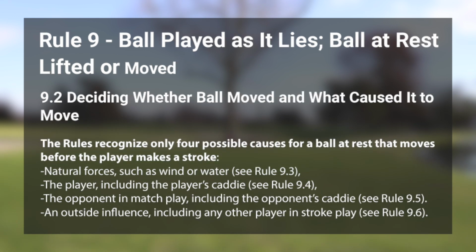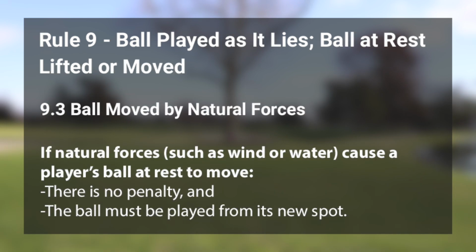Now, 9.2 is going to talk about deciding whether the ball moved and what caused the ball to move. So there's 4 possible causes, which are natural forces such as wind and water, or the player, including the player's caddy, or the opponent in match play, including the opponent's caddy, or an outside influence, including any other player in stroke play.